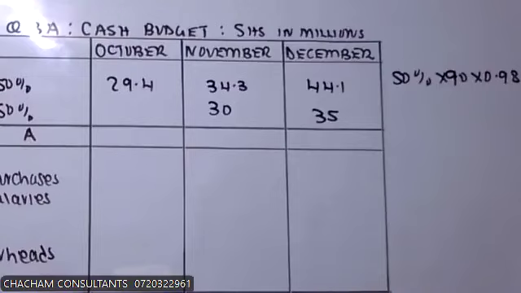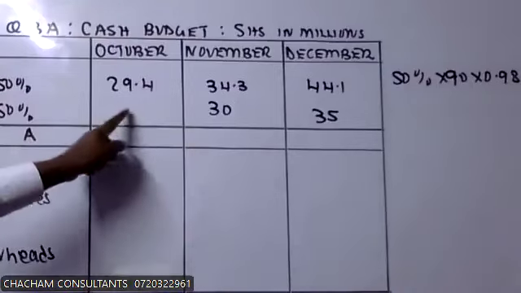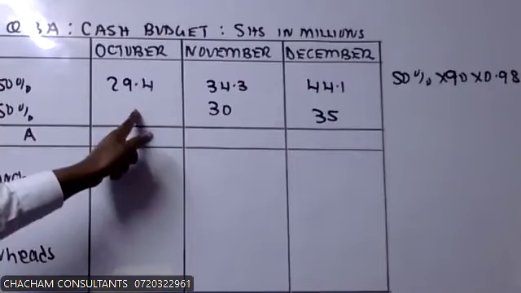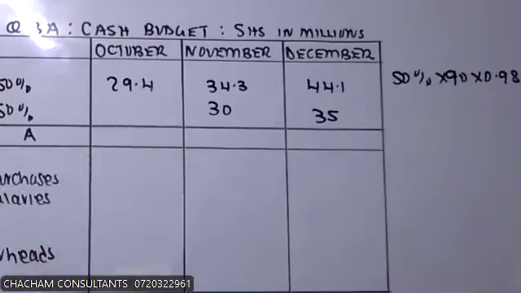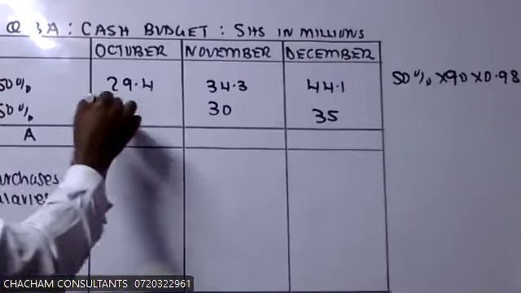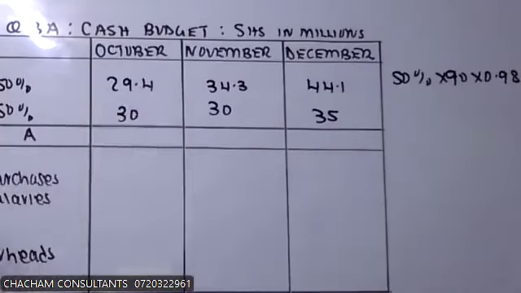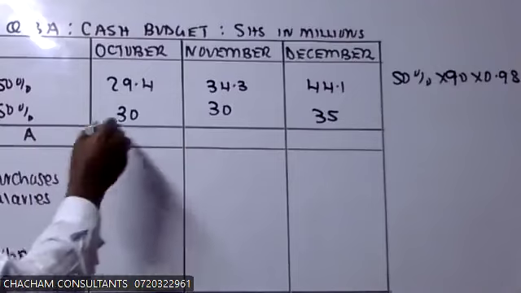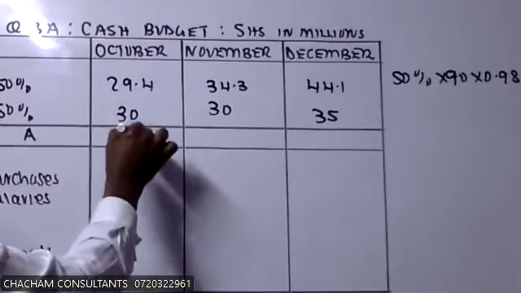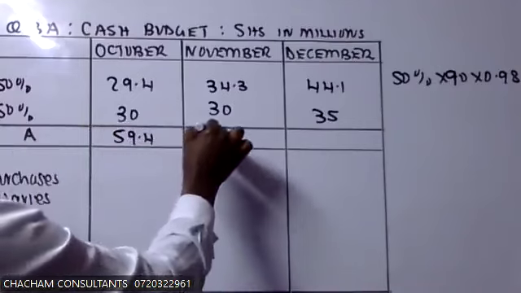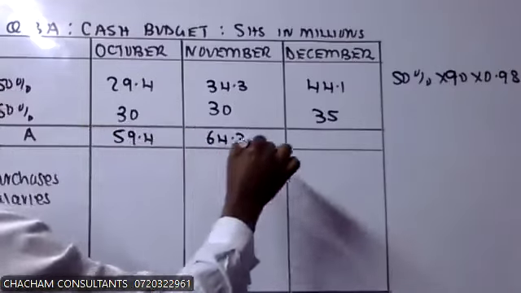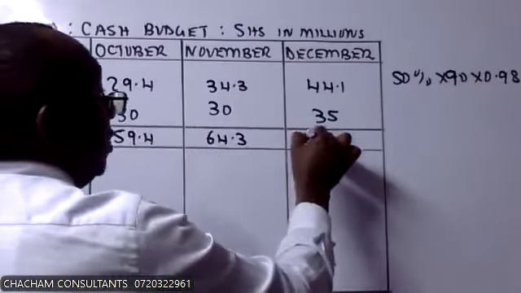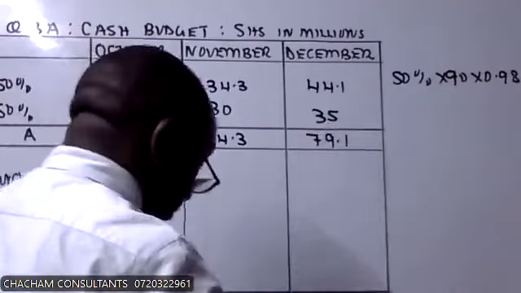Okay, so with that, we need to get this 50, this one. So this must be 50% of the month of September, which was 60. So it is 30. So you now add this one. This will be 59.4. This will be 64.3. This will be 79.1.